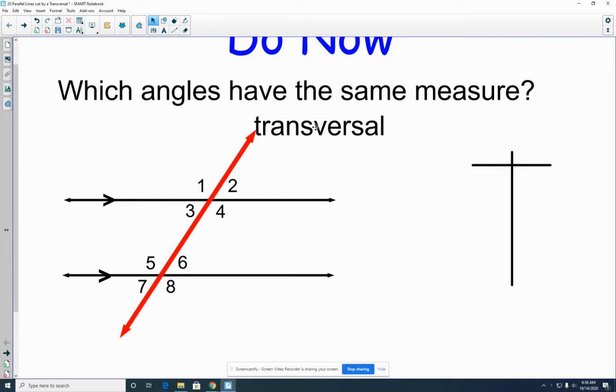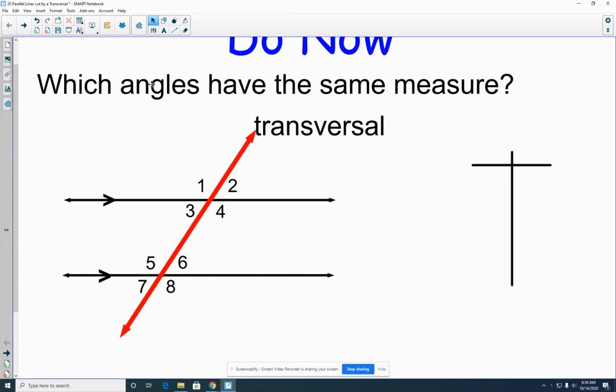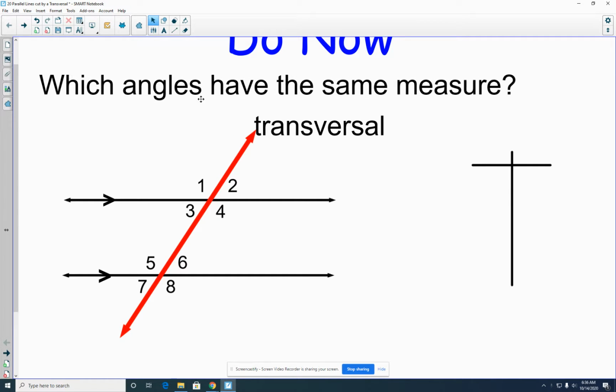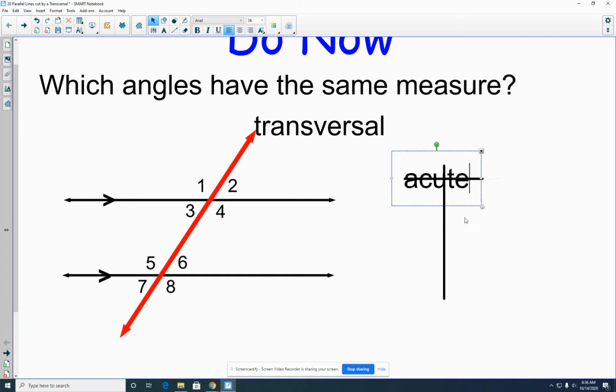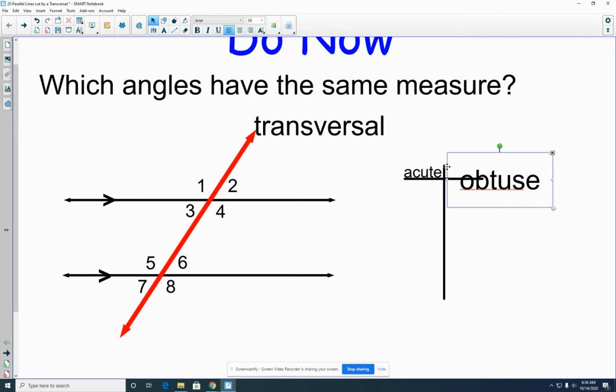Based on this diagram, there are relationships that occur. So we're going to start by just discussing which angles have the same measure. There are 8 different angles that we have labeled along the transversal as well as along the parallel lines. We're just going to list which angles appear to have the same measure. And to do that, it might be easier to classify them as the angles that are acute and the angles that are obtuse.